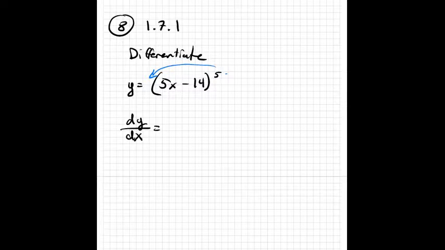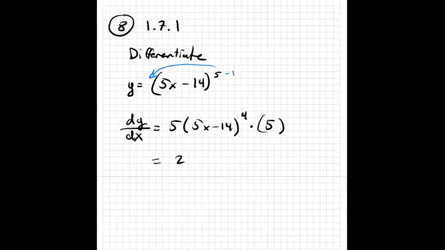Then we're going to say times the derivative of the inside function. The derivative there is just going to be 5, right? Because the derivative of 5x is just 5. The derivative of a constant is 0. Right? So then we can do a little bit of rearranging and we'll get 25 times 5x minus 14 to the 4th power.